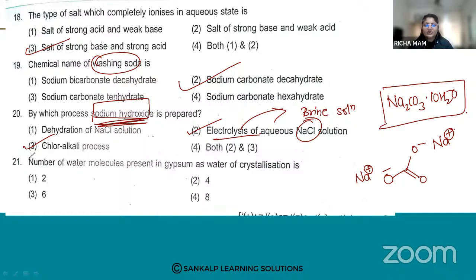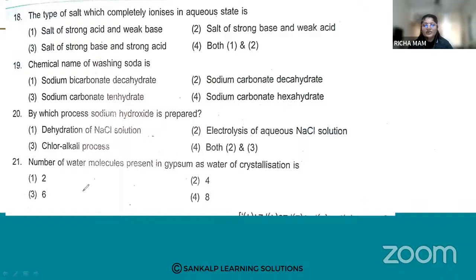Okay, next question. Number of water molecules present in gypsum as water of crystallization is. First one 2, second one 4, third one 6, and fourth one 8. So how many water molecules are present in gypsum? Yes, students. Gypsum.